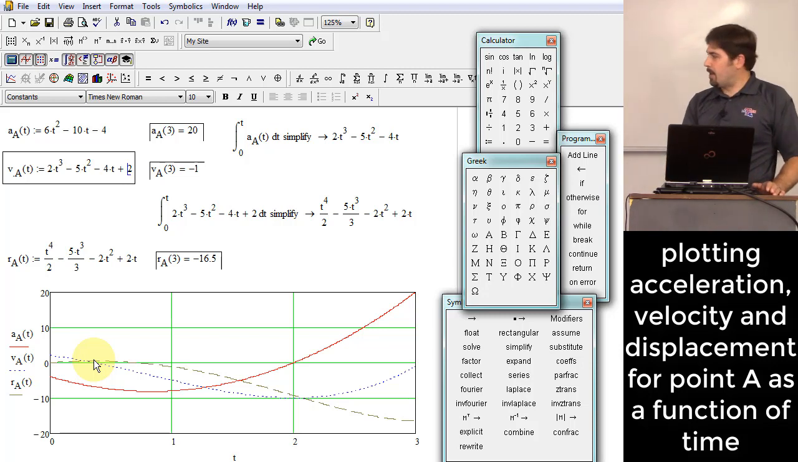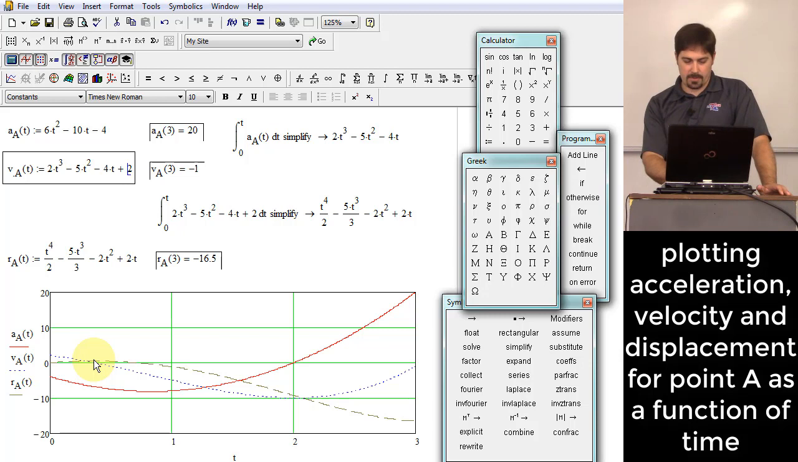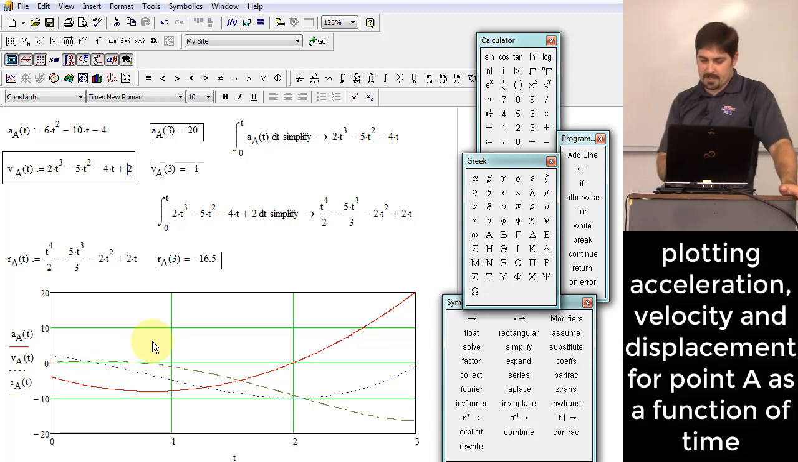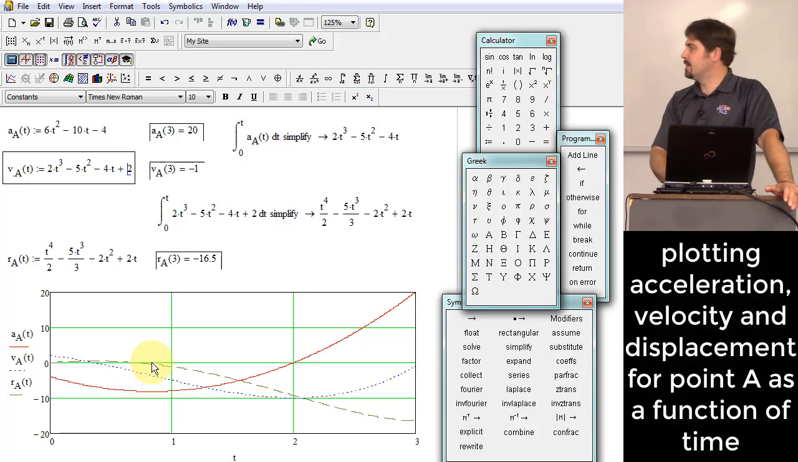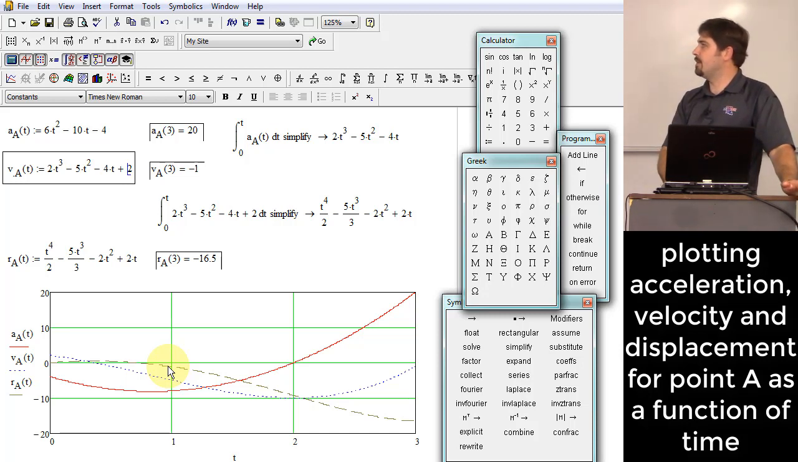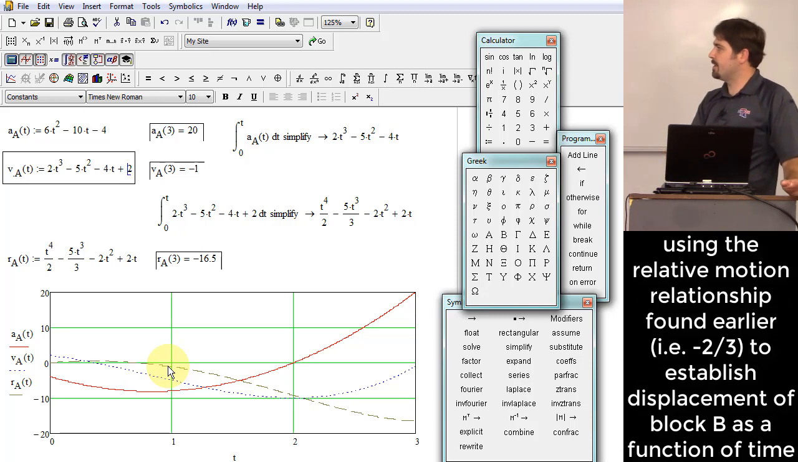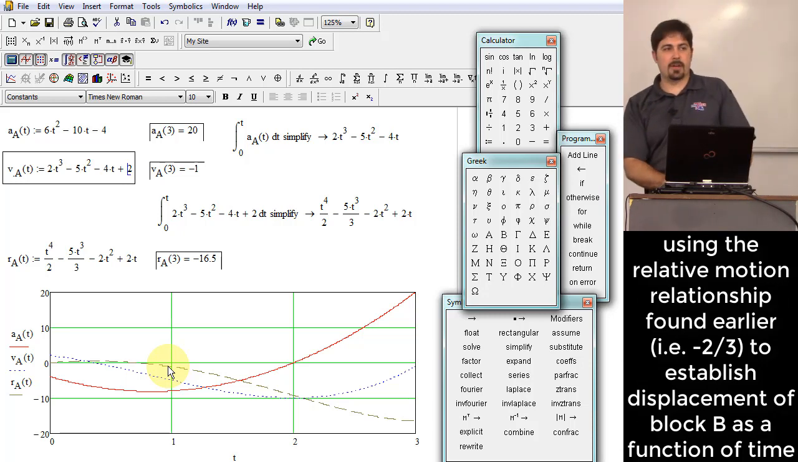So anyway, I figured I'd go through those graphs and mention how the velocity, acceleration, and position behave for block A. Again, that's all stuff that we already did manually a few seconds ago, with our last technique. And so what we want to do now is move on and figure out the acceleration, velocity, and displacement for block B.